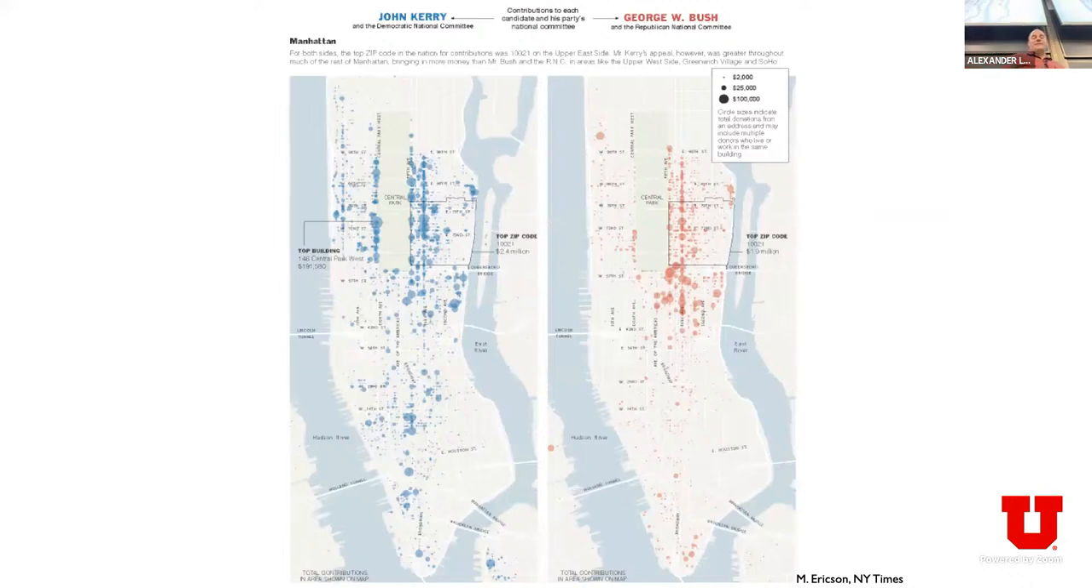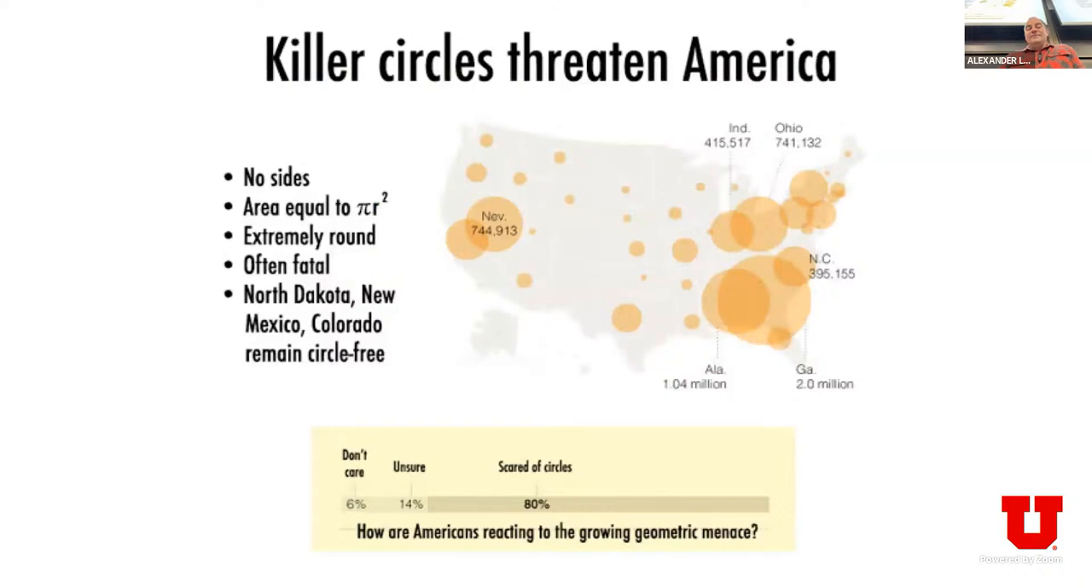Here's another example of where people in Manhattan donated to John Kerry versus to George Bush. So you see the Upper East Side tends to be Republican, the Upper West Side tends to be Democratic. But of course, people make fun of these killer circles that threaten America, right? So all of the problems that we have with area judgments apply here. They might be better than choropleth maps, but they're not always the perfect solution.